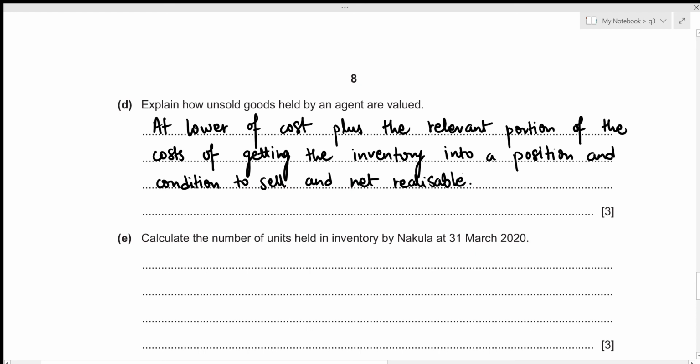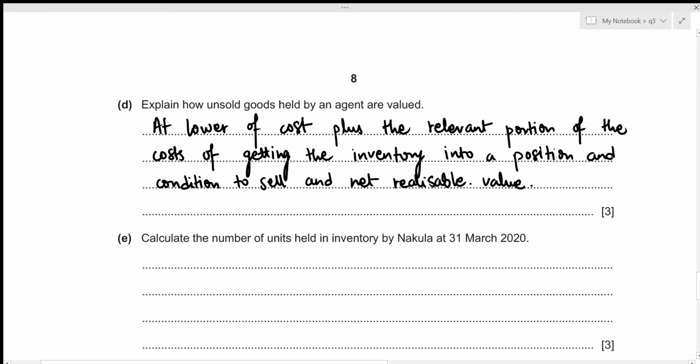So essentially this is just the comparison between the cost and net realizable value. But in this case, the cost also includes all of those freight charges, insurance charges that is required in order to get the inventory into the position and condition to sell. This concludes the fourth part of this question. Now we can move towards the fifth one.